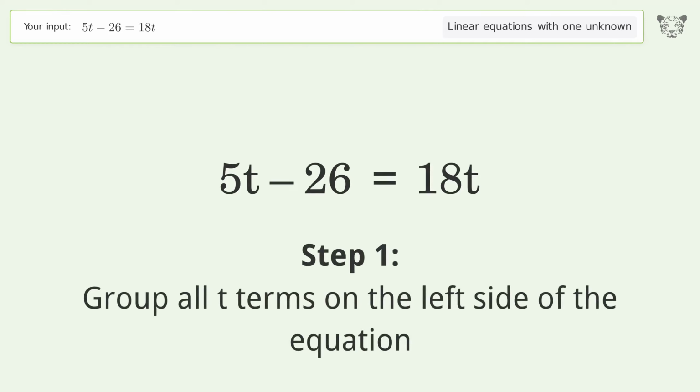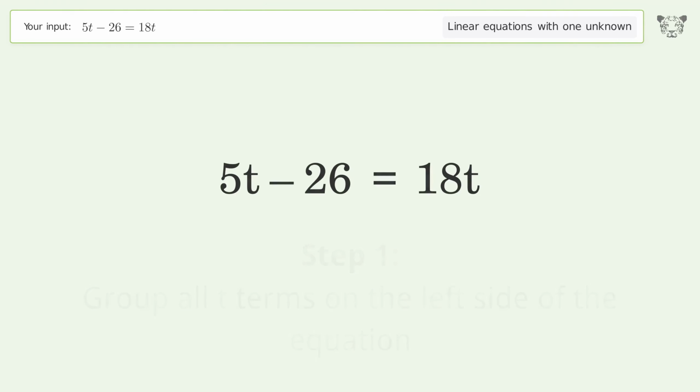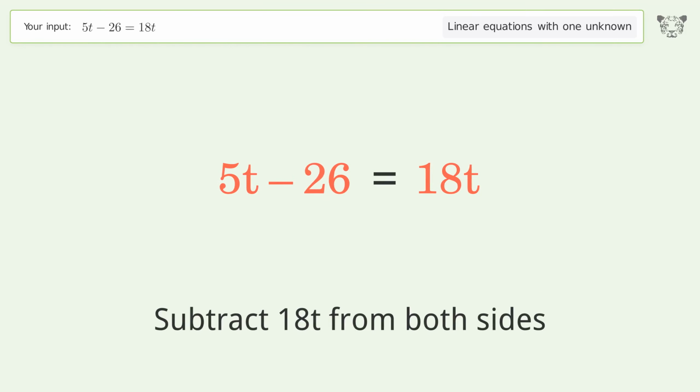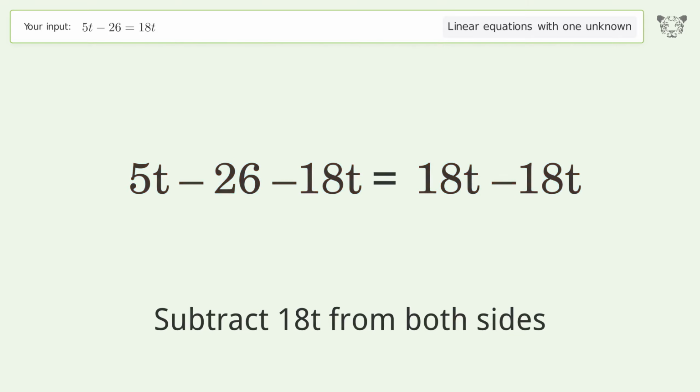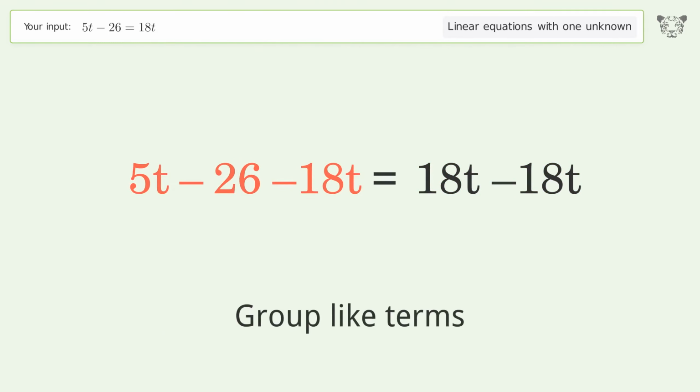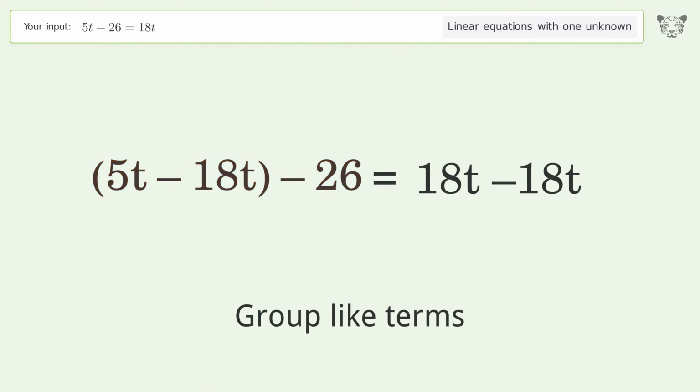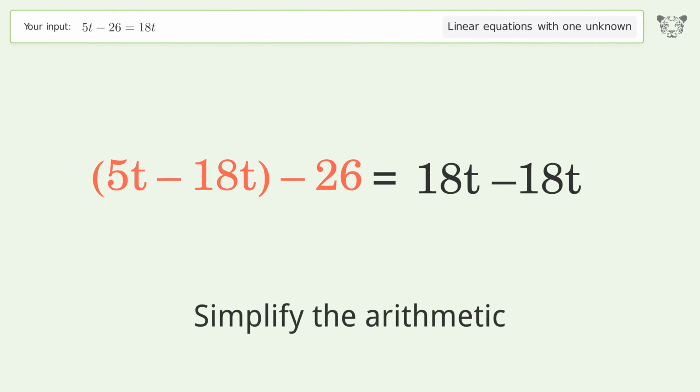Group all t terms on the left side of the equation. Subtract 18t from both sides. Group like terms. Simplify the arithmetic.